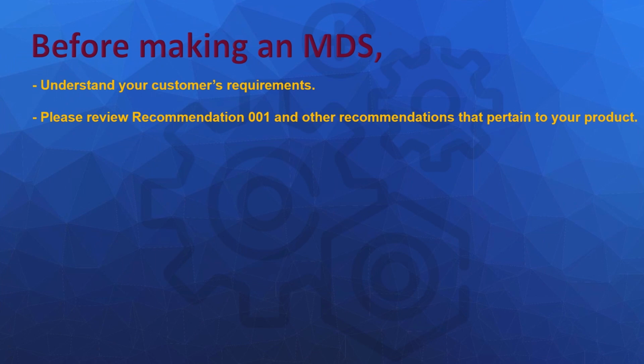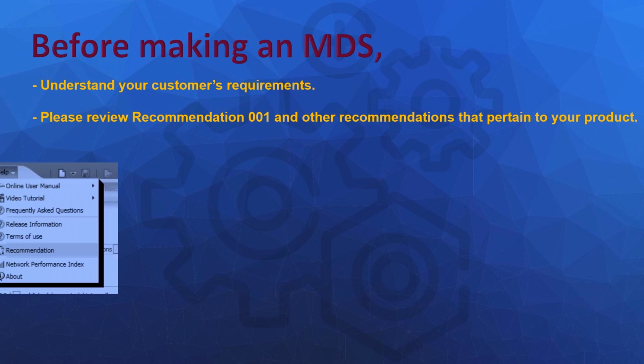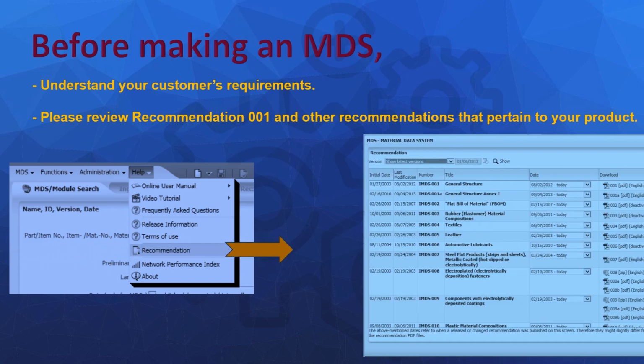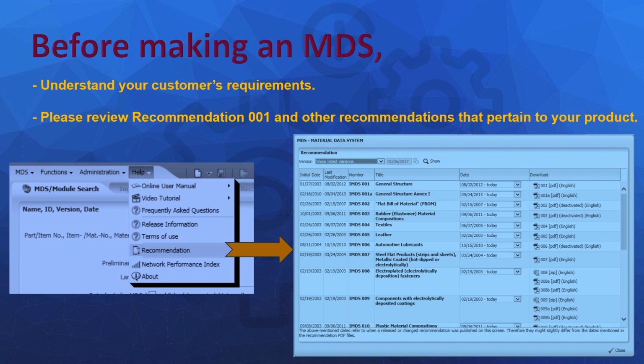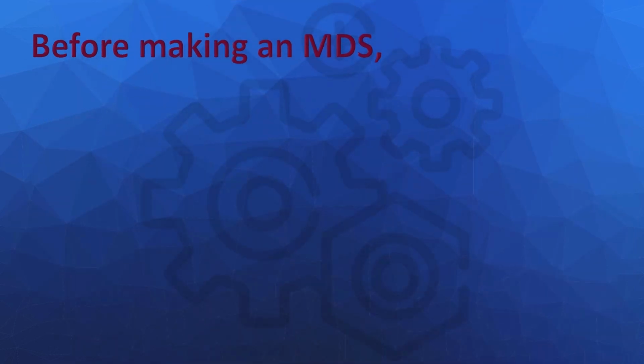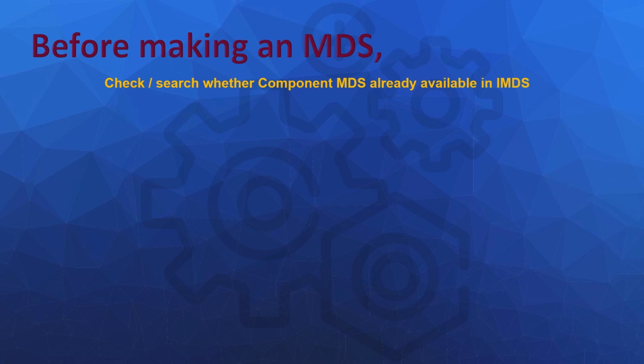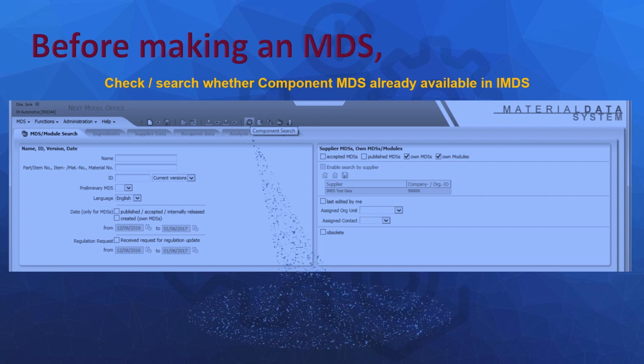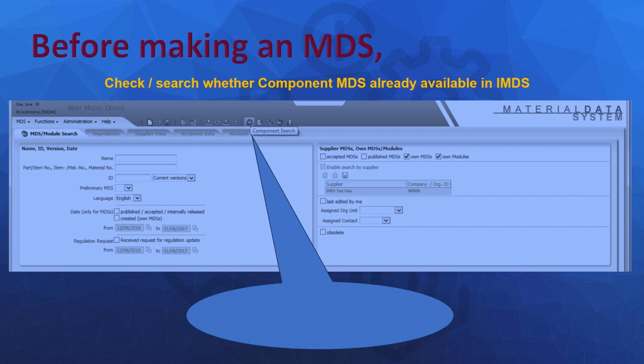Before making an MDS, please understand thoroughly your customer's requirement. Review carefully Recommendation 001 and other recommendations pertaining to the product. The procedure to check the recommendation is explained on the screen. Before making an MDS, please check or search whether the component MDS is already available in IMDS. How to do this is explained on the screen.